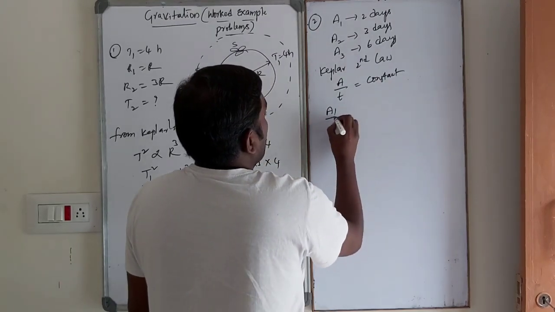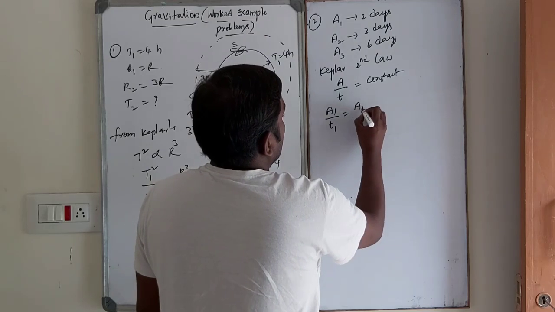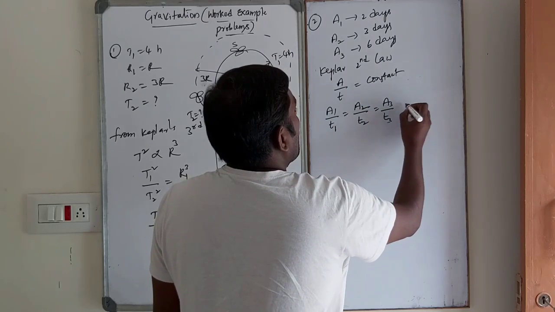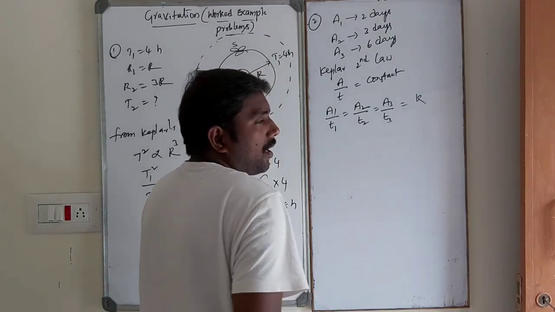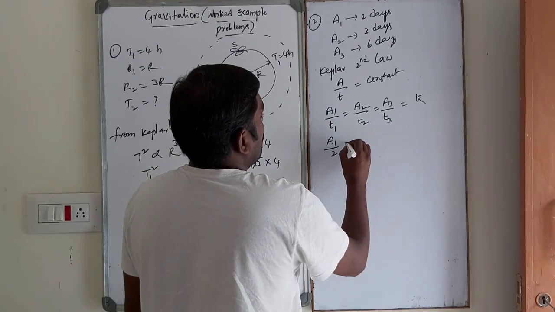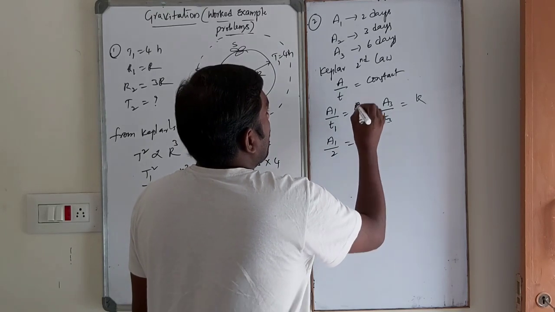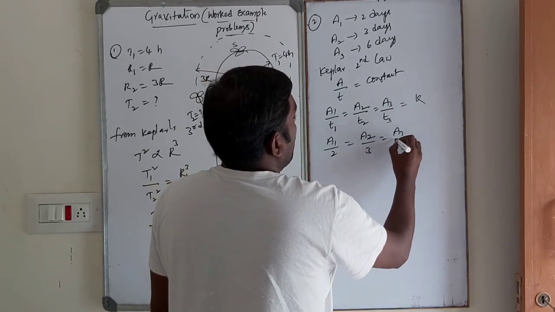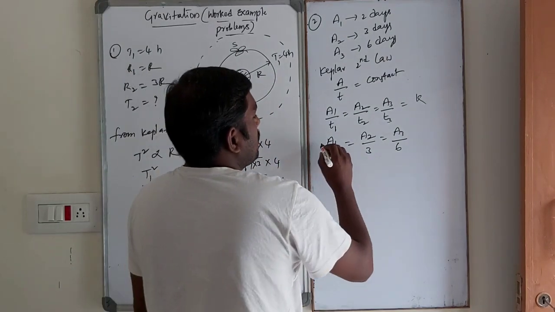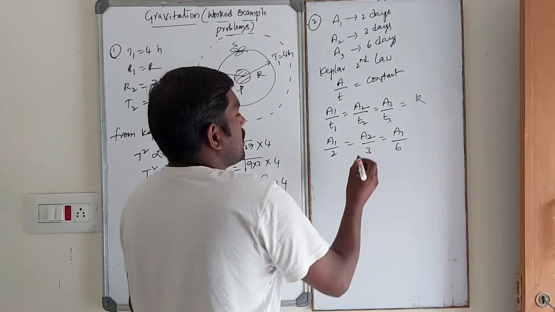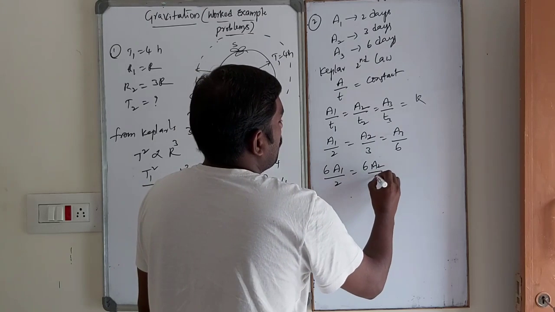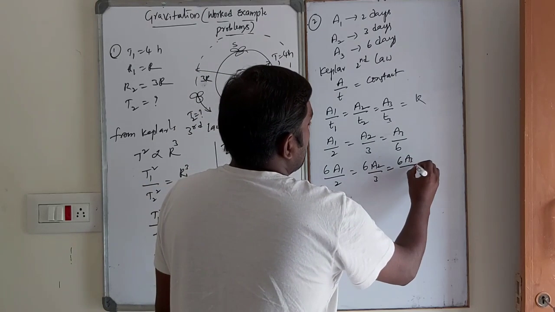That means A1 by T1 is equal to A2 by T2 is equal to A3 by T3, and so on, equal to a constant. So A1 by what is the time? 2 days. A2 by what is the time? 3 days. And A3 by 6 days. Okay? So multiply A1, A2, A3 with 6: 6A1 by 2, 6A2 by 3, 6A3 by 6.